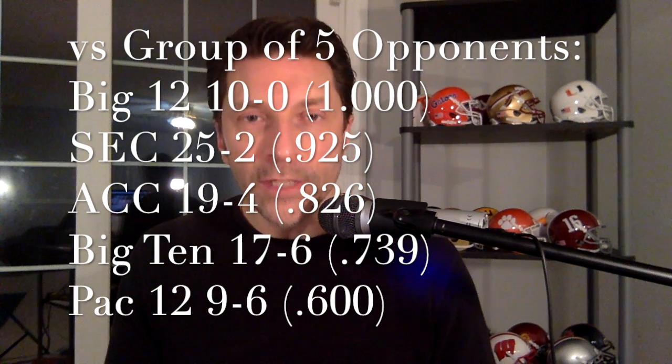But consider the only 2 losses for the SEC against the Group of 5 came by their worst team, Arkansas, losing to Colorado State and North Texas. Otherwise, the SEC was perfect, 25-0 against the Group of 5. That is only one indicator of how good the SEC was this season. The ACC went 19-4. The Big 10 went 17-6. The Big 12 went a perfect 10-0 against the Group of 5, including an Oklahoma State win over Boise State. And the Pac-12 showed some of its weakness here, going just 9-6 against the Group of 5.